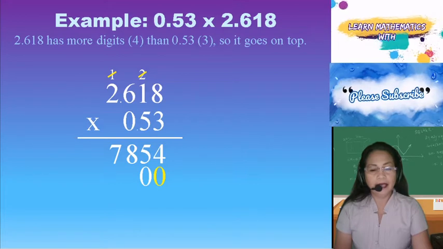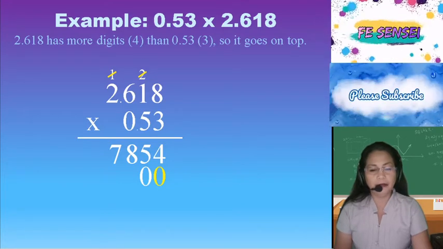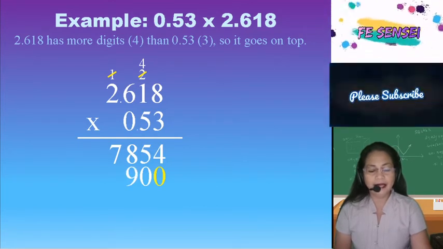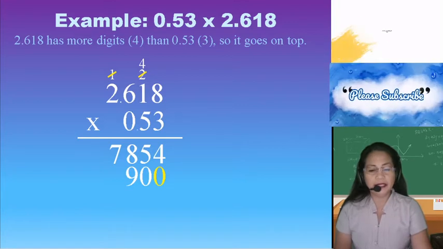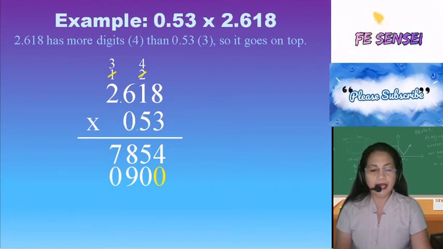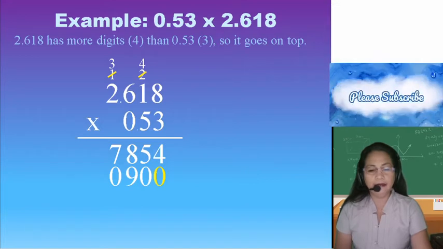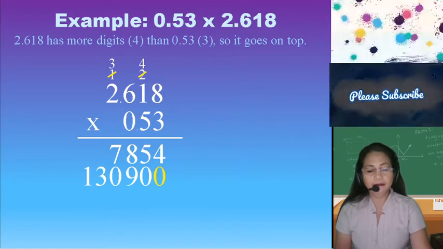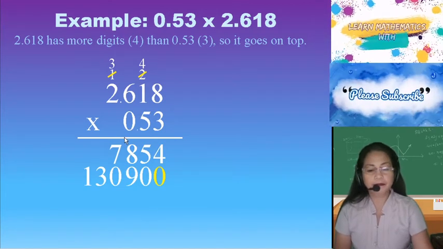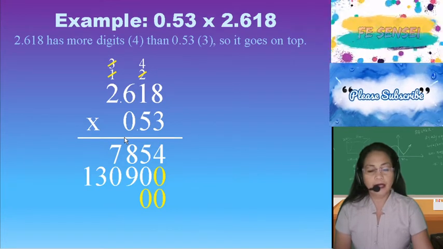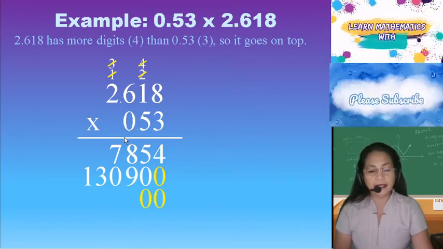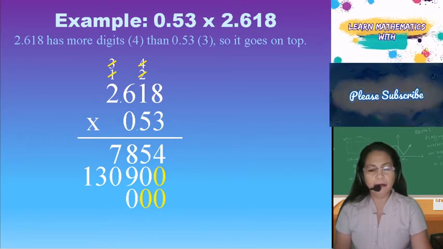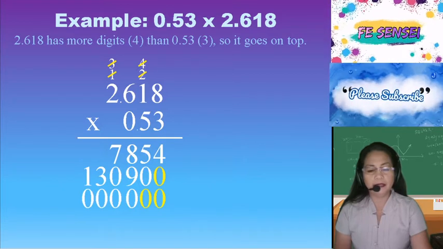So 8 times 5 is 40. 0 carry 4. 5 times 1 is 5 plus 4, it's 9. 5 times 6 is 30. 0 carry 3. 5 times 2 is 10. Plus 3 is 13. Then the 0. 0 times 8 is 0. Any number multiplied by 0 equals 0.